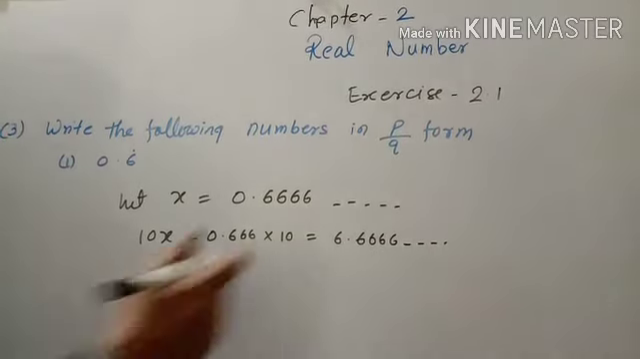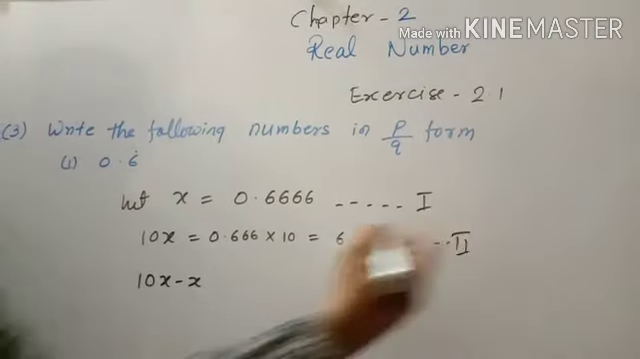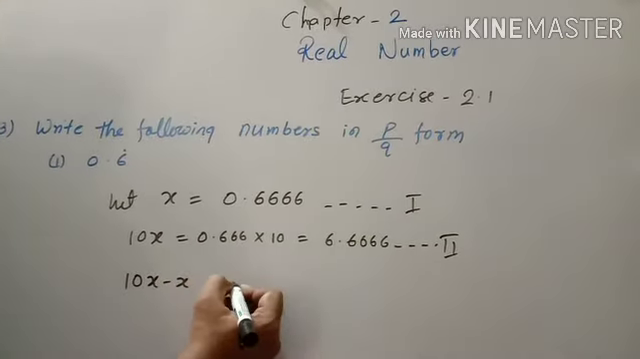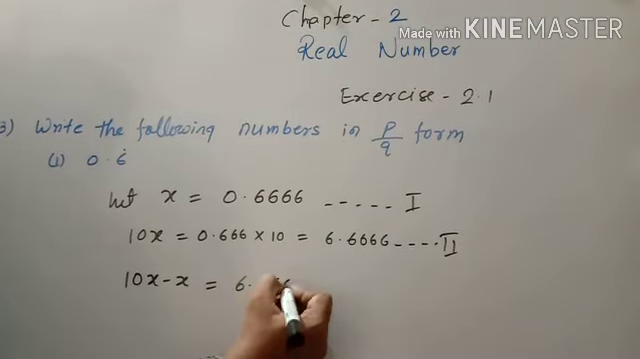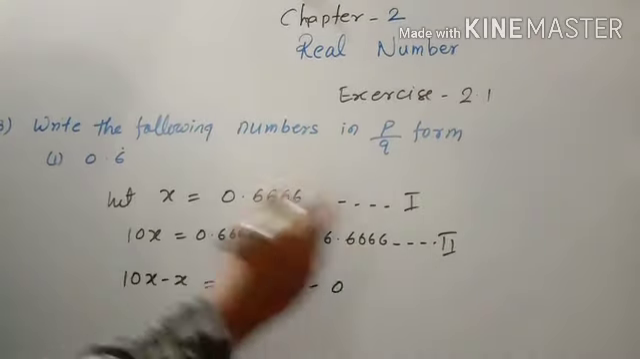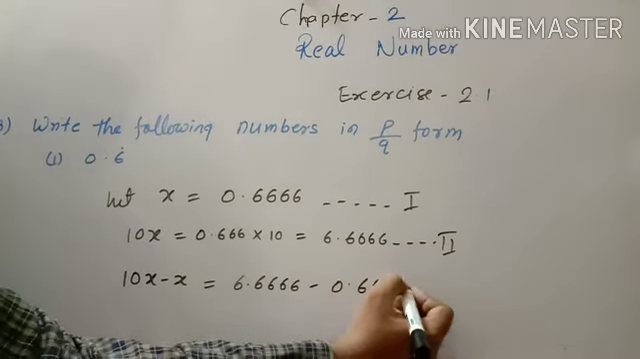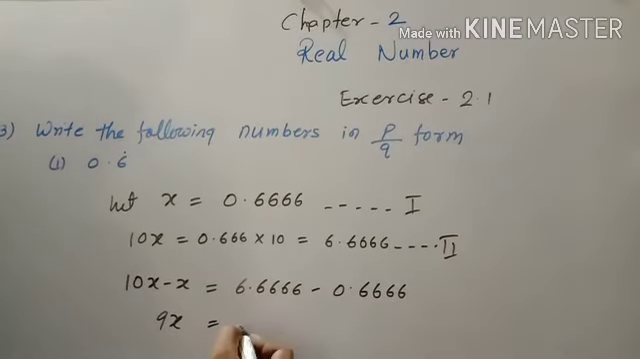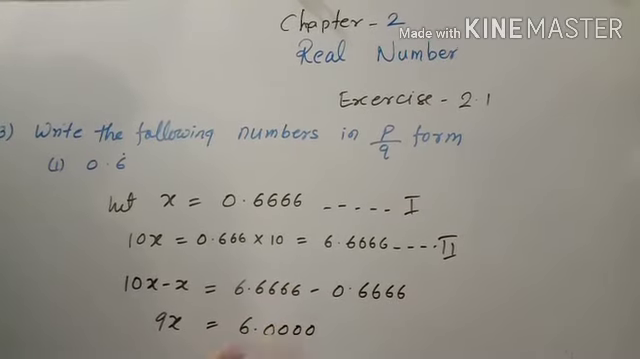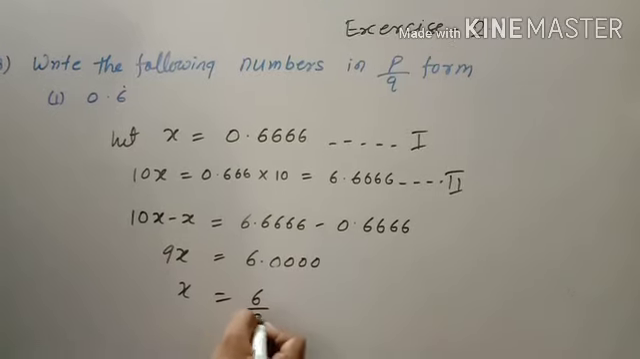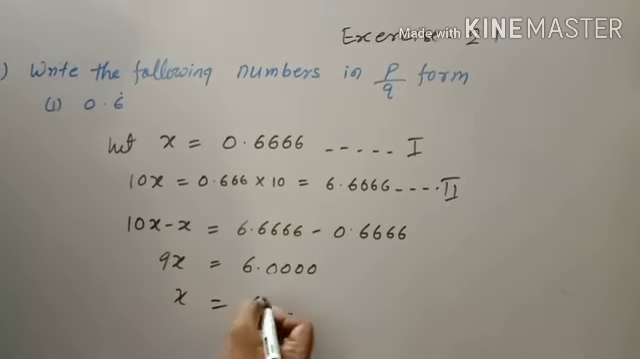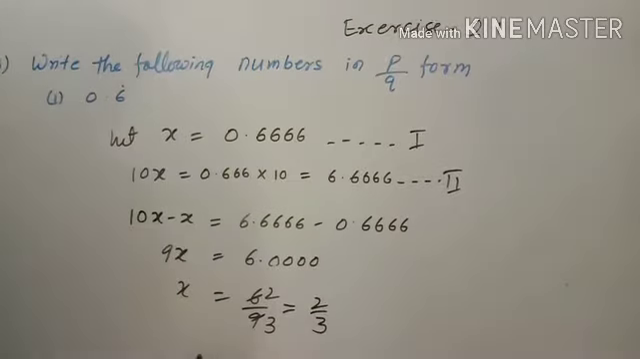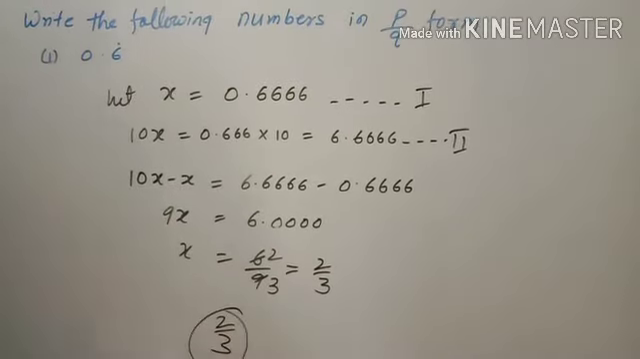Now what's the rule? This is equation 1 and this is equation 2. Subtract equation 1 from equation 2. 10x minus x is equal to 6.666 minus 0.666. 10x minus x is 9x, and all this is cancelled, 6.000. Now x is equal to what? 6 upon 9. 3 2s are 6 and 3 3s are 9. The answer will be 2 upon 3. So fraction in the form of P upon Q is 2 upon 3.